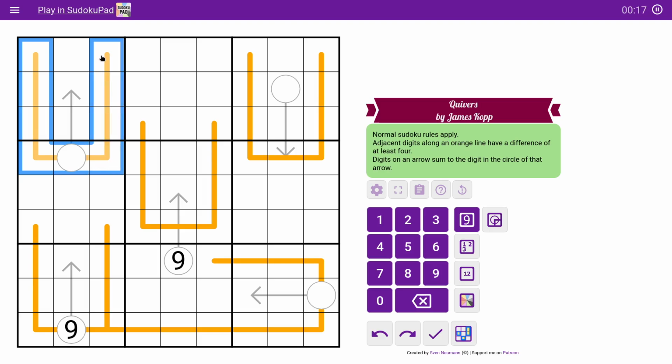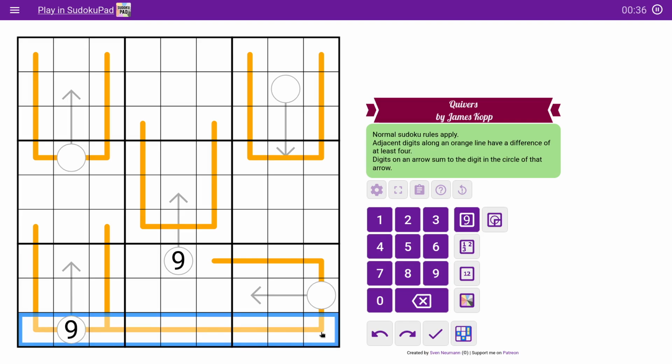My first thought is on German whisper lines, you can never have a 5. And if these were German whispers, the locations of the 5s would be very constrained. But that's not what's going on here.